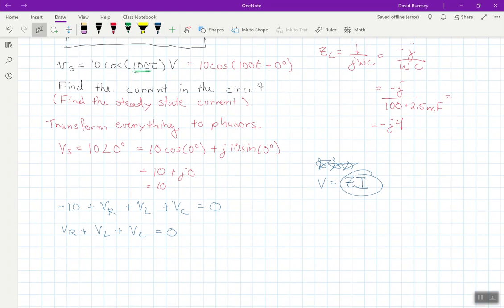So the voltage across the resistor would be equal to 5 ohms times the current. Well, what's the impedance for the inductor? It's J2 times the current. And then the impedance for the capacitor is minus J4 times the current. And this should not be 0 here. That should be 10. You probably already caught that. Equals 10.